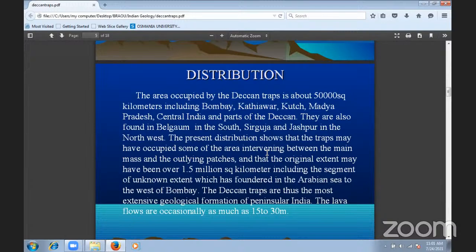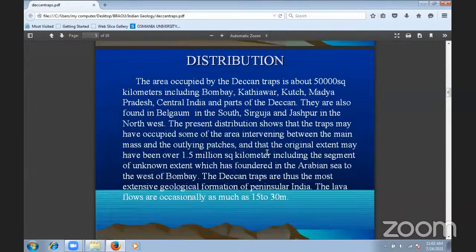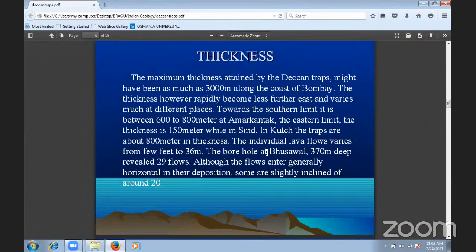The Deccan traps are thus the most extensive geological formations in peninsular India. The lava flows occasionally reach a thickness of 15 to 30 meters. As a result of active compressive movement in the Deccan region during the late Cretaceous period, tension factors developed in peninsular India. This resulted in an enormous quantity of lava coming out on the surface and spreading hundreds of kilometers.